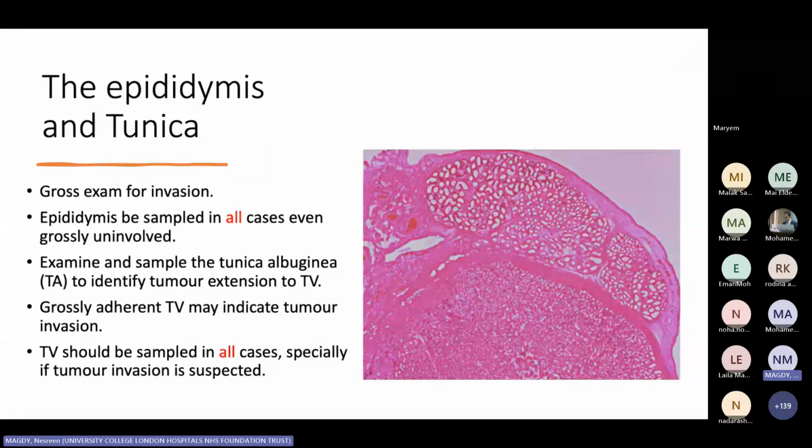For the epididymis and tunica, they have to be examined for any gross abnormality, and they both should be sampled in all cases, even if they are grossly unremarkable. The tunica should be examined to identify any suspected foci of invasion, and if there is a grossly adherent tunica vaginalis, this may indicate that there is tumor invasion, but this could be because of other reasons like fibrosis and inflammation, but this should be sampled to confirm microscopically whether there is invasion or not.